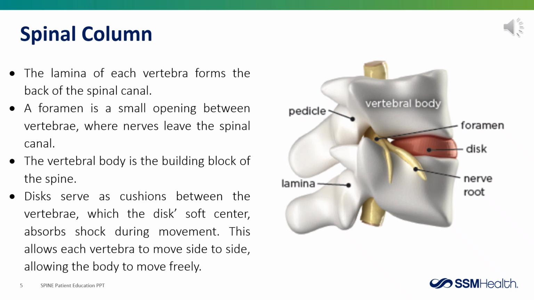The vertebral body is the building block of each spine, and the discs serve as the cushions between the vertebrae. The discs are the soft center that absorbs shock during movement. This allows each vertebrae to move side to side, allowing the body to move more freely.